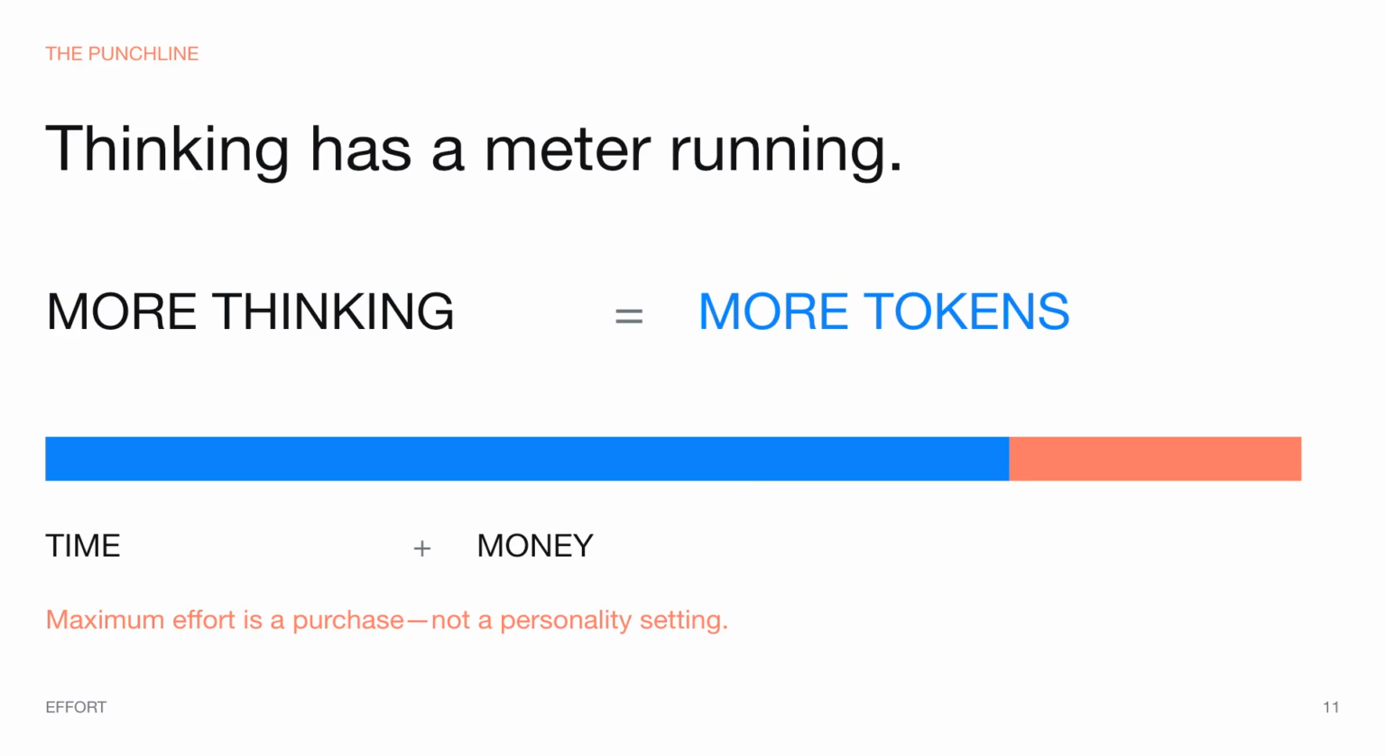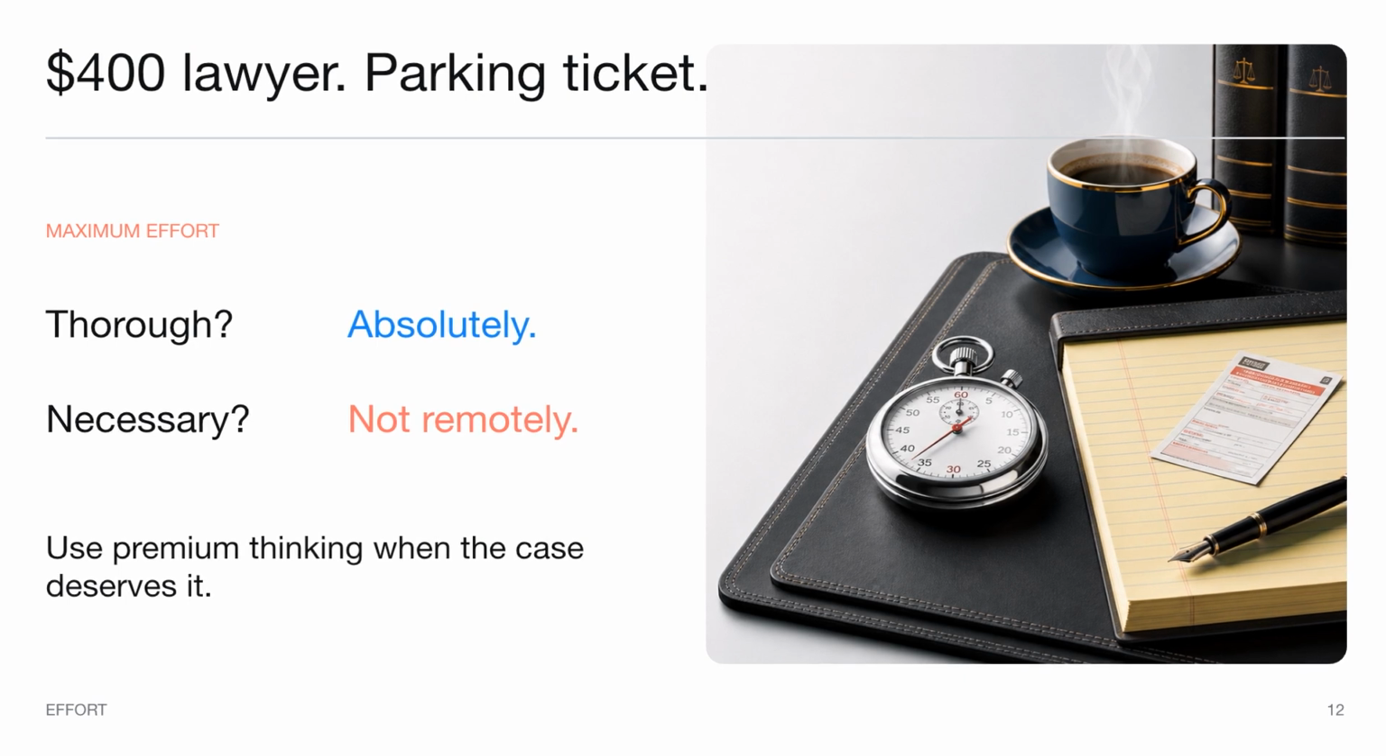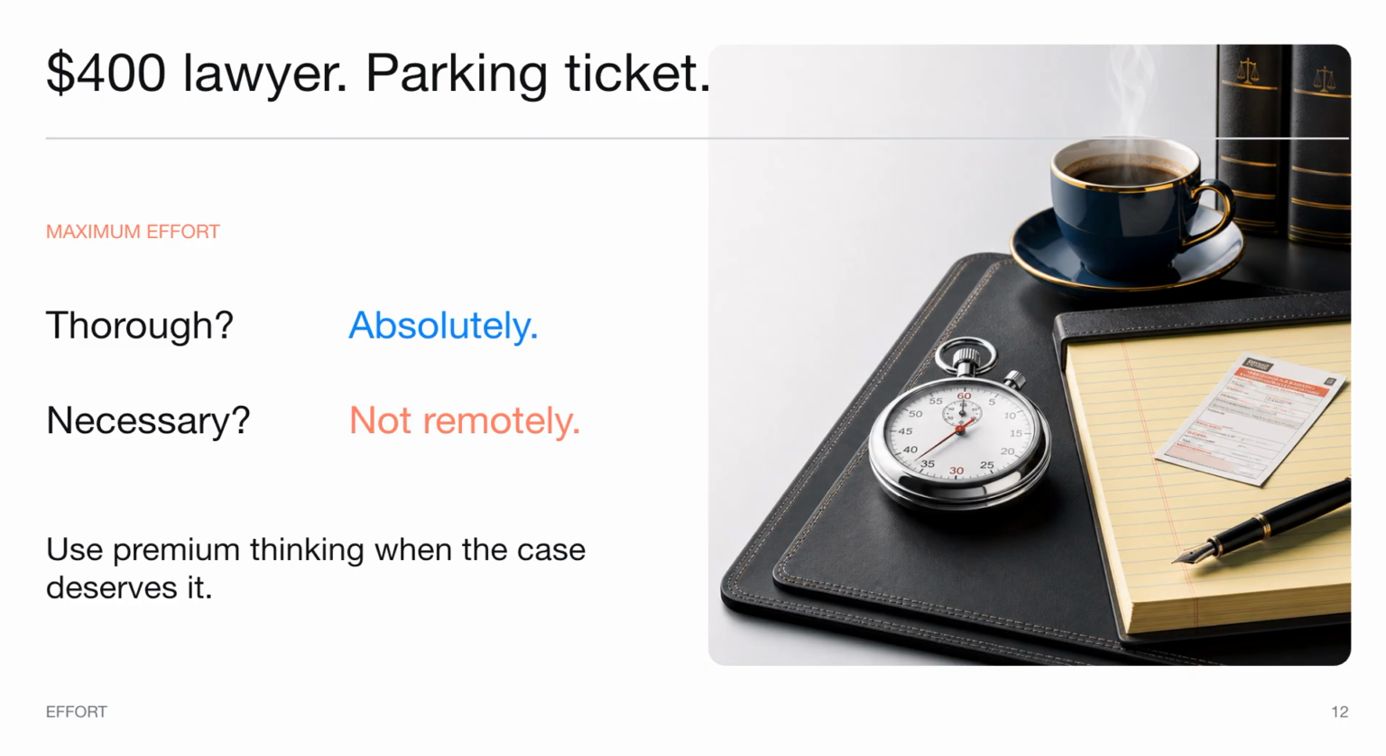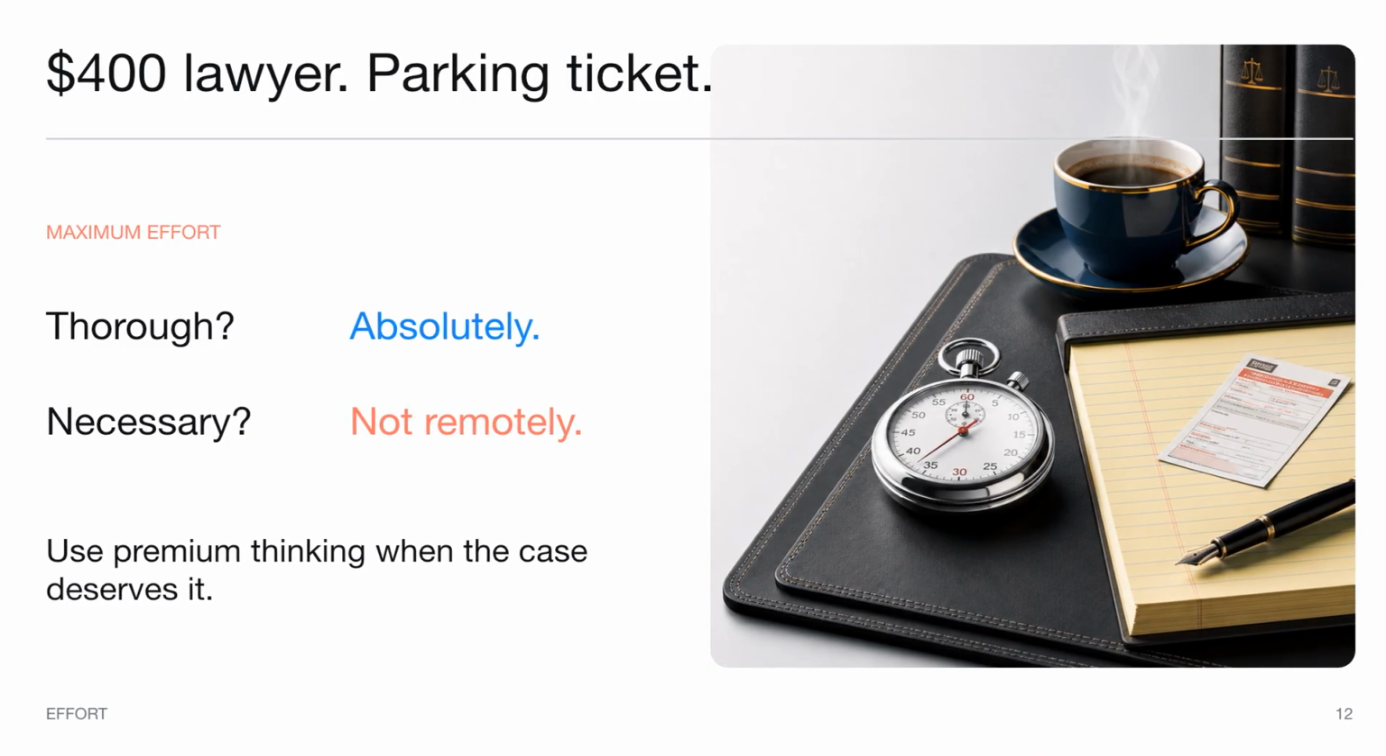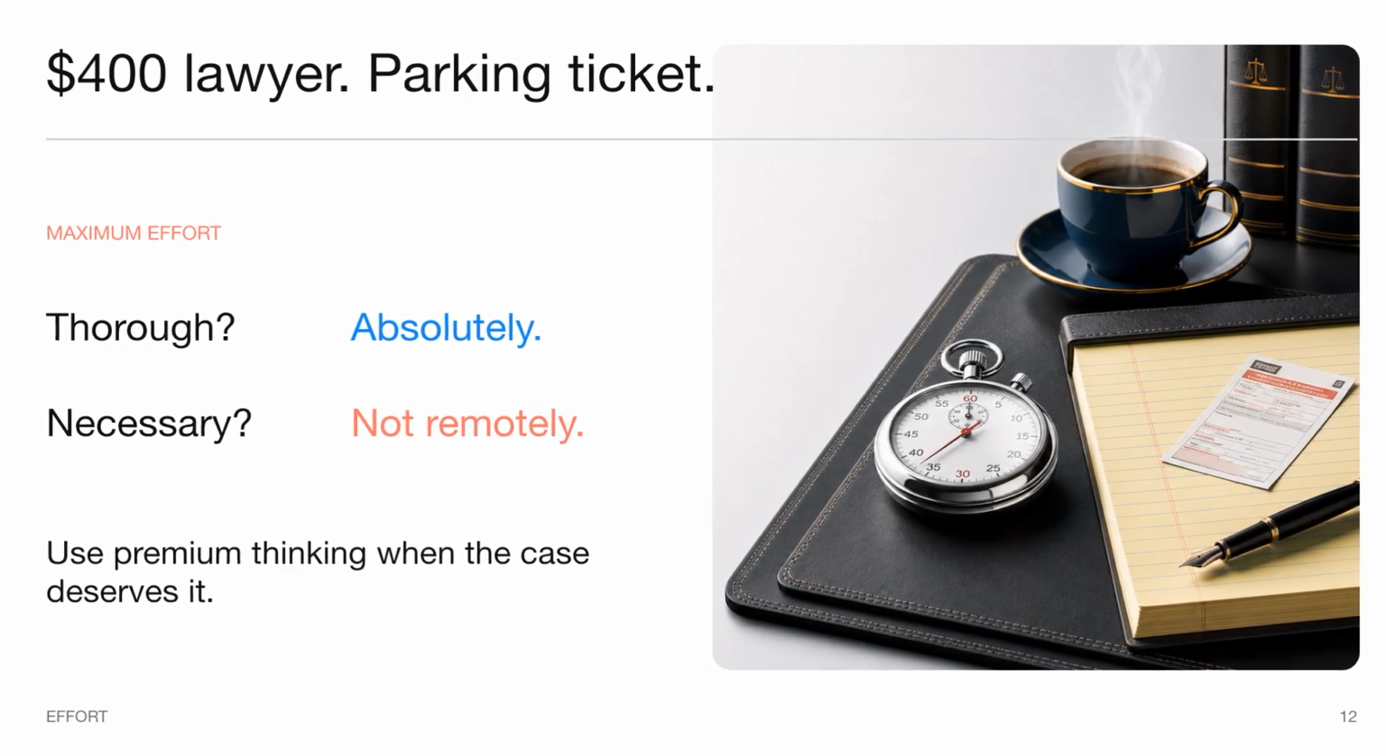And here's the punchline everybody misses. That thinking costs real money in real time. All that behind the scenes reasoning burns tokens, and tokens are the meter running. So cranking everything to maximum effort is like hiring a $400 an hour lawyer to read your parking ticket. Is he going to read it thoroughly? Oh, absolutely. Did you need that? You did not. So the mental model is a law firm. Which model you pick is who you hire. The effort level is how many hours you let them bill. Two different decisions, right?